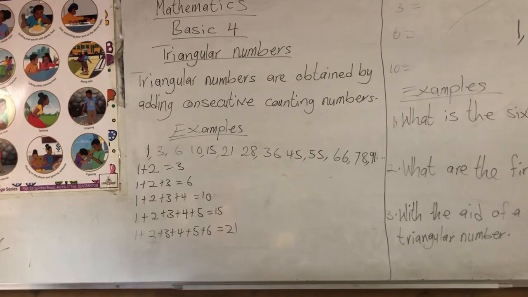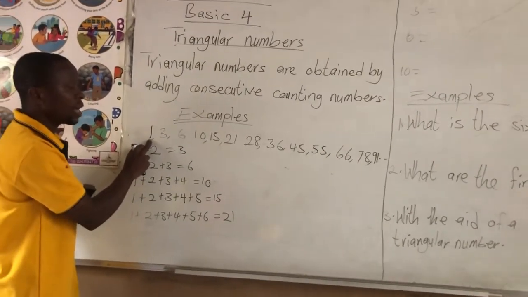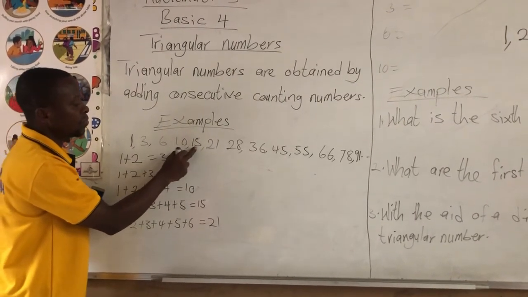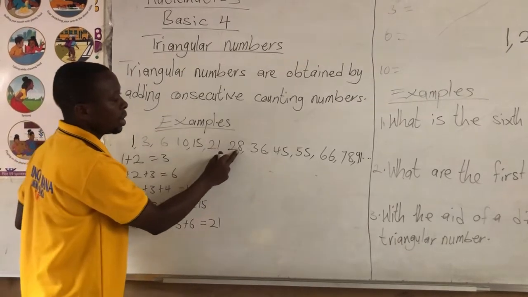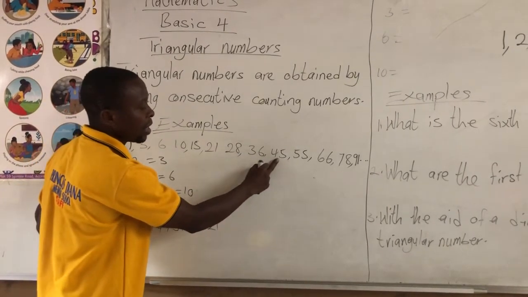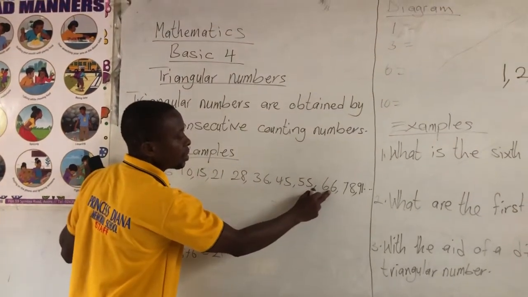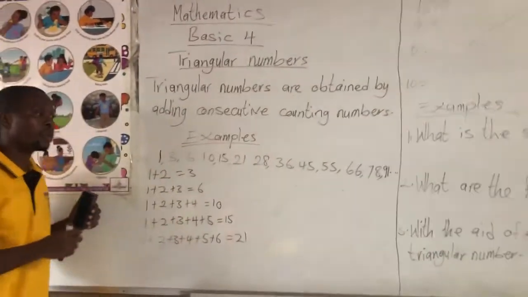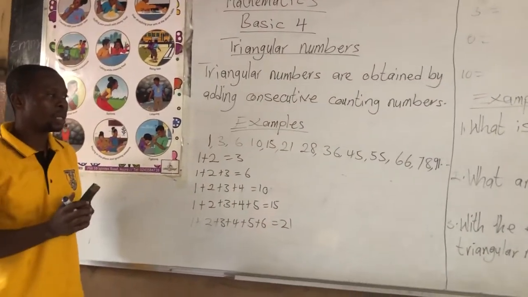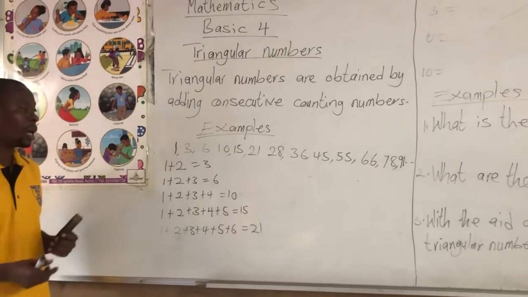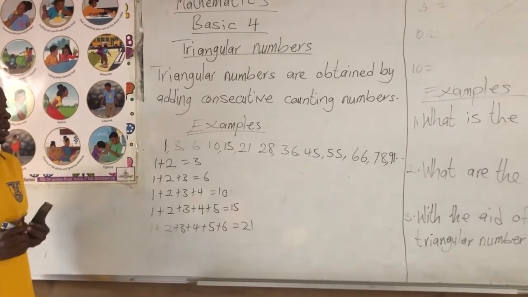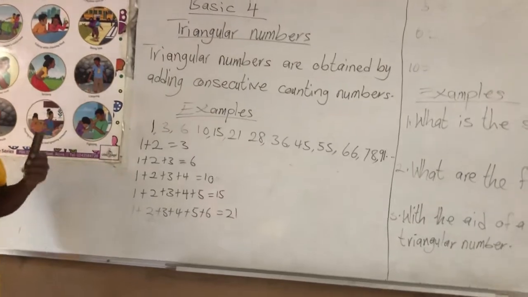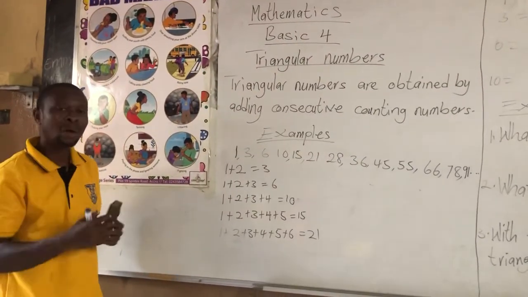Triangular numbers: we have 1 as the first one, then 3, 6, 10, 15, 21, 28, 36, 45, 55, 66, 78, 91, up to infinity, which means it doesn't end. We can continue to name them as far as we are able. Now let's look at how we obtain these numbers. They are obtained by adding consecutive counting numbers.